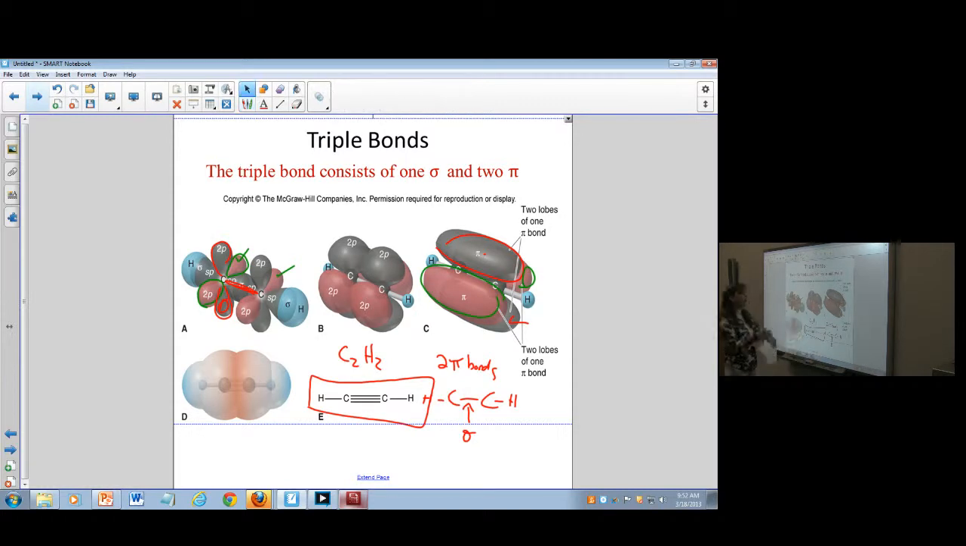They all overlap to make a strong bond, and that makes the bond length shorter as they get pulled closer together, and the strength gets stronger as there's more and more orbital overlap on all sides of that molecule.